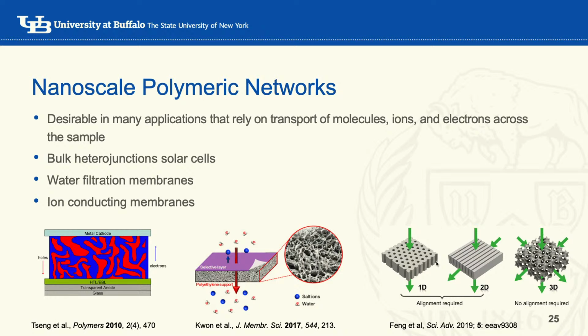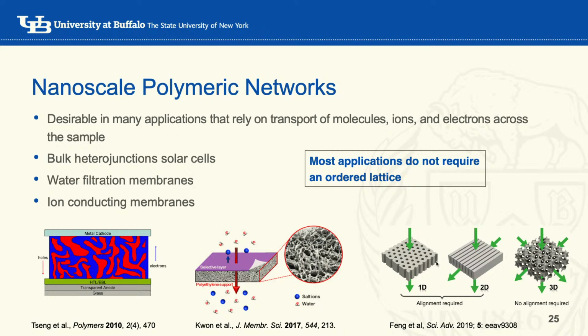And for a lot of these applications, there are examples where network morphology is used, like bulk heterojunction solar cells, water filtration membranes, ion conducting membranes, like Nafion itself has a network-like structure. In all these structures, you have a network, but you don't need an ordered lattice. Otherwise, it doesn't need to look like this beautifully ordered structure, right? As long as it's interconnected and your domain sizes are controlled, the lattice order doesn't matter.